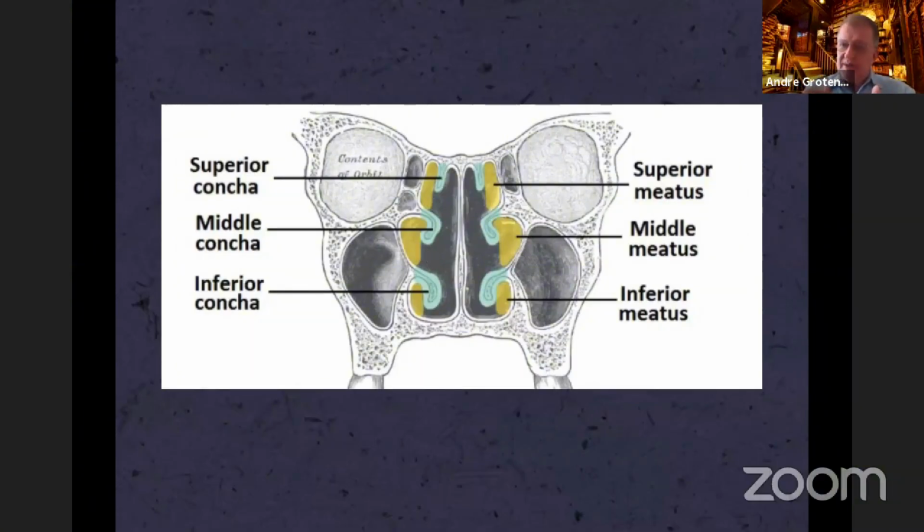And the interesting part is that it is built that way that the laminar flow that comes into the nose is slowing down and becomes turbulent. So it stays much longer inside. So the area is increased, and therefore we have more possibility to remove particles and pathogens and also humidify and warm the air that we breathe. So they are very active organs, and we don't realize that.